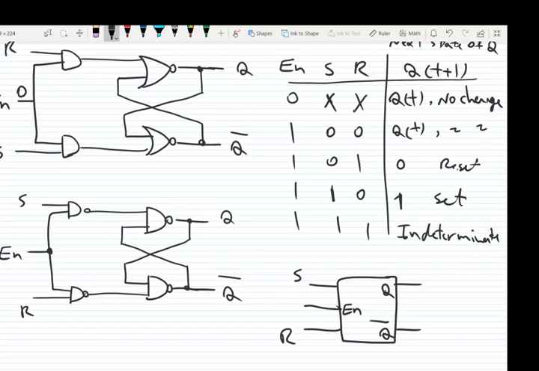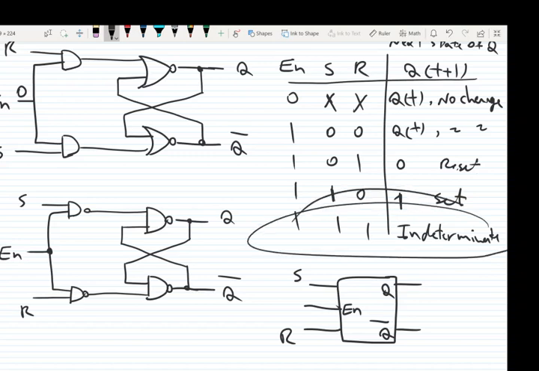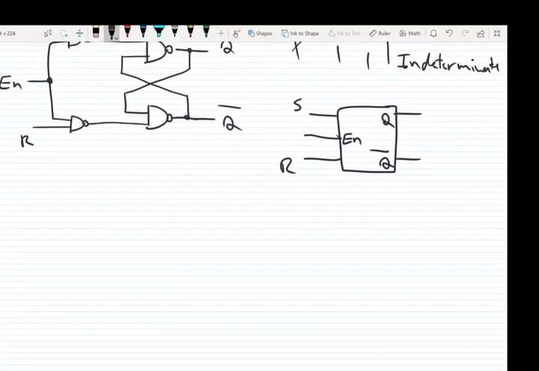So now that we reached this point, what can we do about this forbidden state? What if both inputs are set at 1 1, so the output is undetermined? How can we make sure that S and R never equal 1 at the same time, because I said it's indeterminate? And the answer is here.